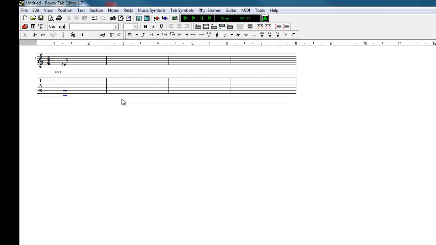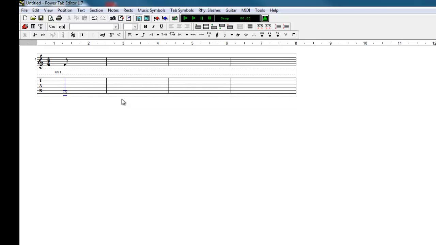Say if it was 13. Well, let's try that again. 13, that means we'd play the 13th fret. Really easy. Now, up here in the music staff, that's a different story. We got a funny little black dot there, and it's got a flagpole, and it's got a little flag there.